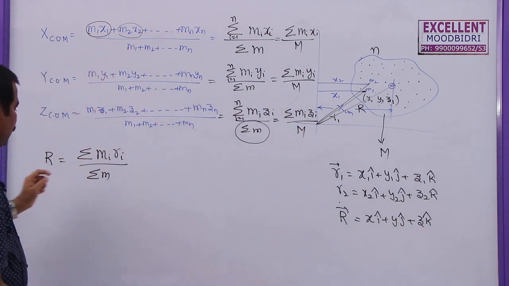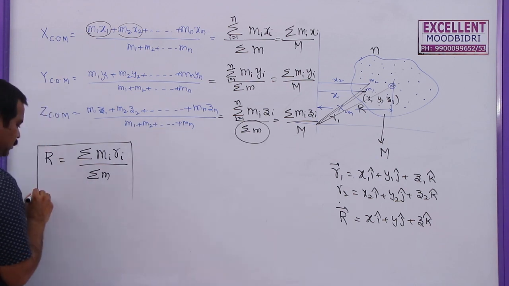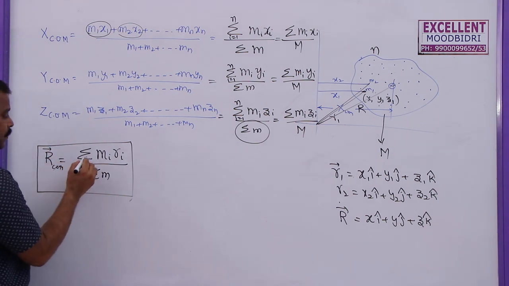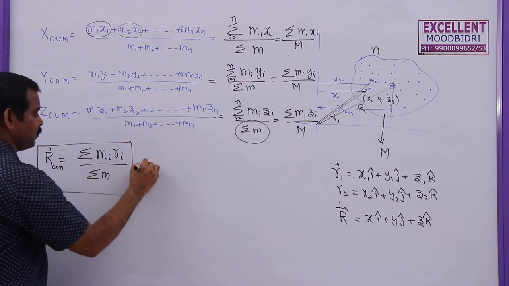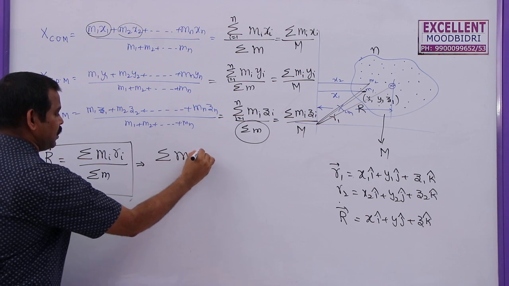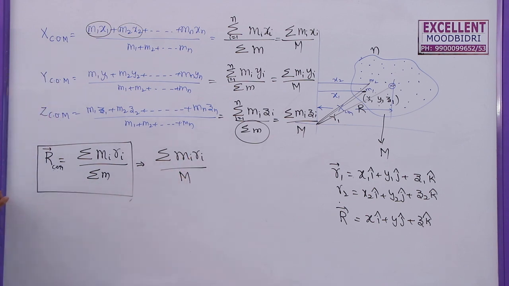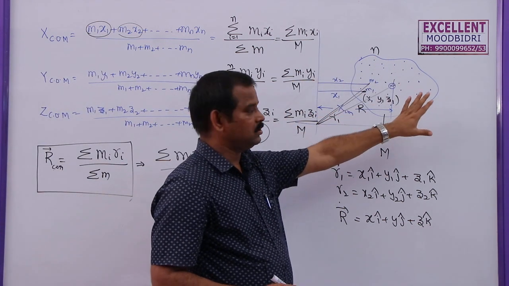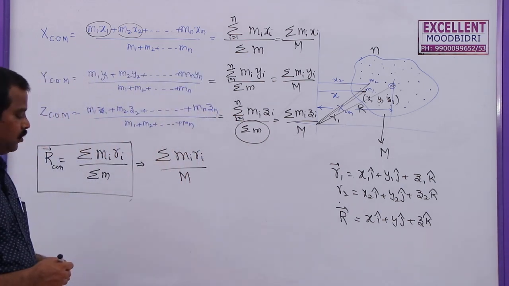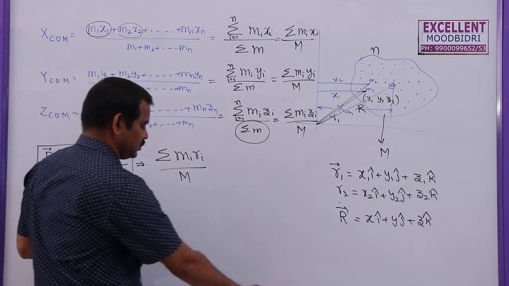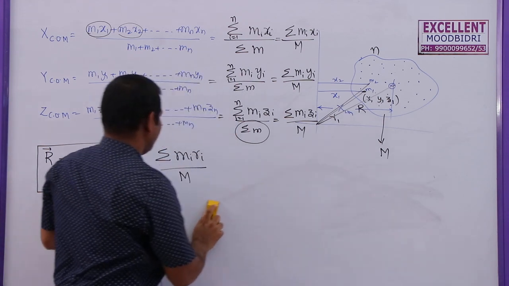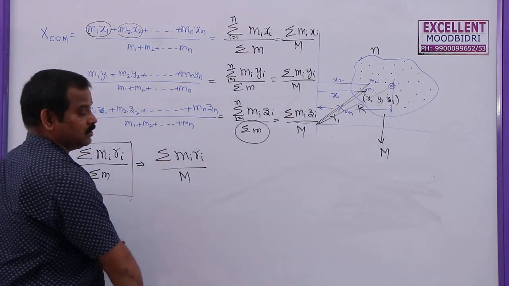So, instead of these three, we can write the center of mass in terms of the position vector. That is, the position vector of the center of mass of the body is given by sigma mi ri by sigma m, or you can write sigma mi ri by capital M, where capital M is the total mass of the body. Now, for distributed masses like this, we can use this formula, but if you take uniformly distributed masses like a scale, then we can use the method of calculus to find the center of mass of the body.